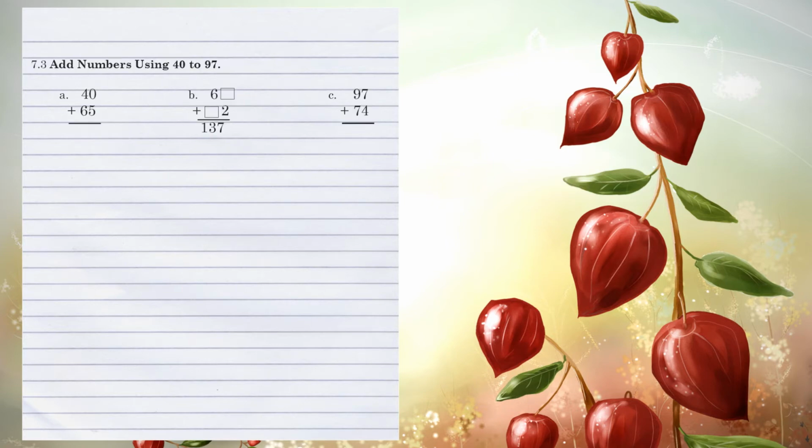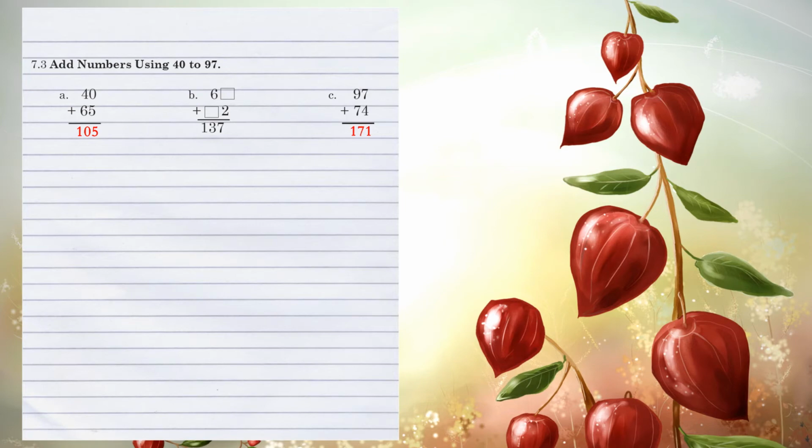Unit 7.3, adding numbers using 40 to 97. Example A, adding together the ones column. 0 plus 5 is 5. Adding together the tens column, 6 plus 4 is 10 for a final answer of 105.